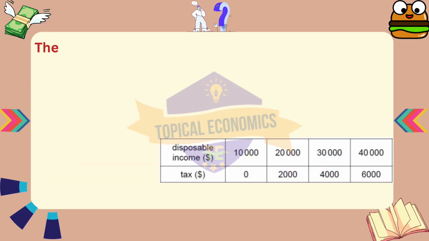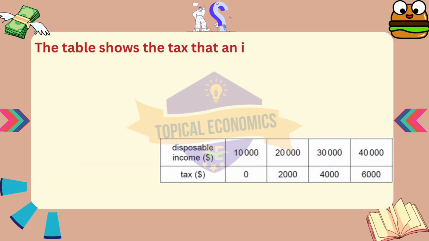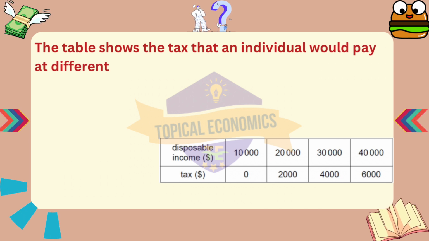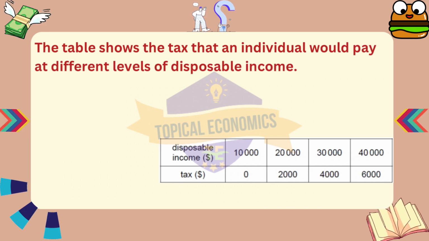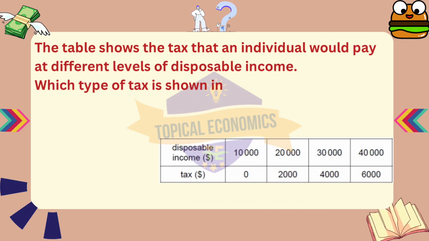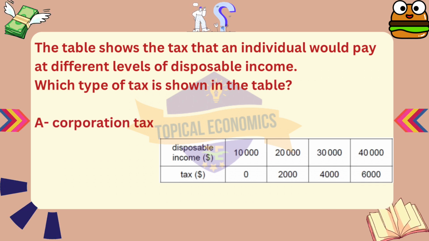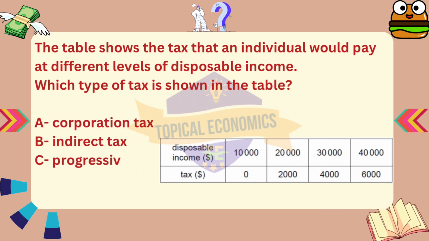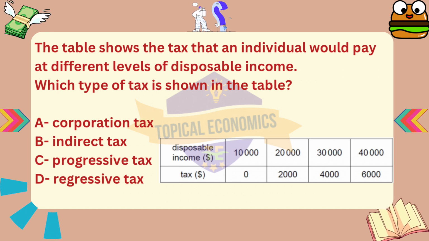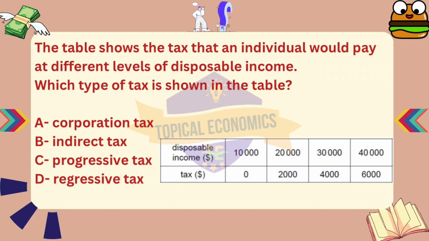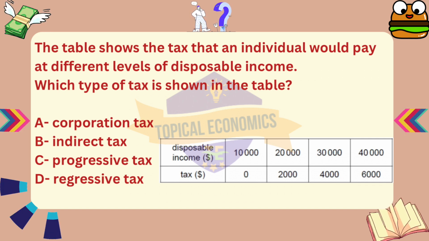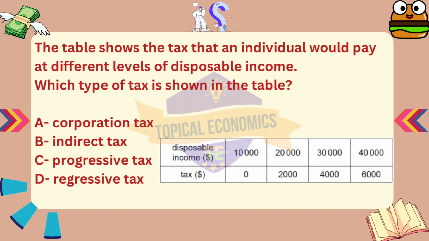Moving to question 15. The table shows the tax that an individual would pay at different levels of disposable income. Which type of tax is shown in the table? A. Corporation tax. B. Indirect tax. C. Progressive tax. D. Regressive tax. Reference, 2020 October-November version 2. The correct answer for this question is option C, progressive tax.